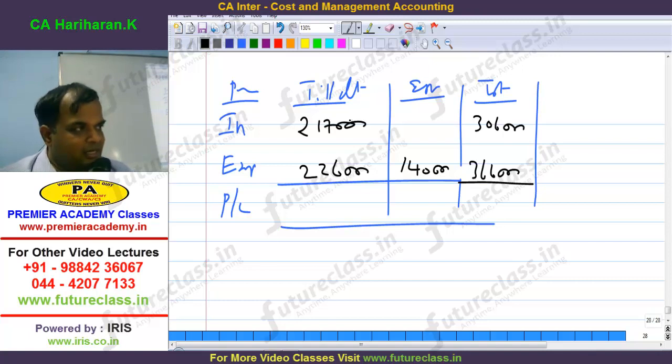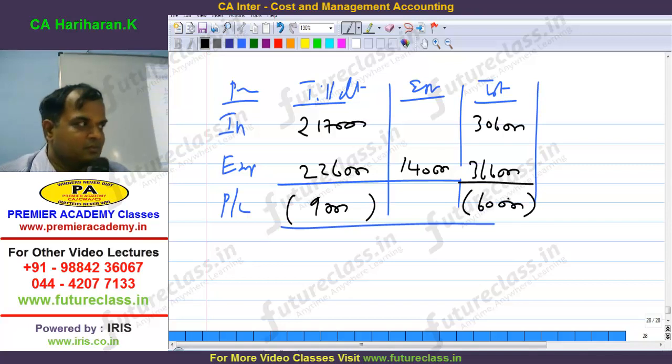All other data remain unchanged. Now only the expense alone changes. Therefore, loss comes to 9,000 and 60,000.